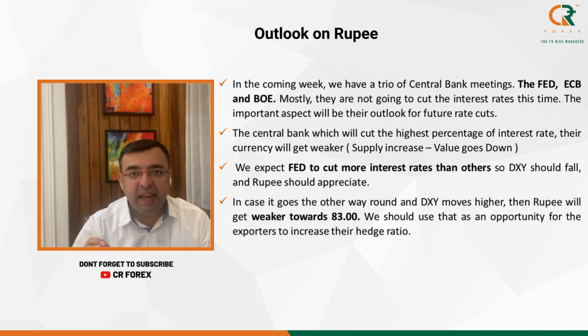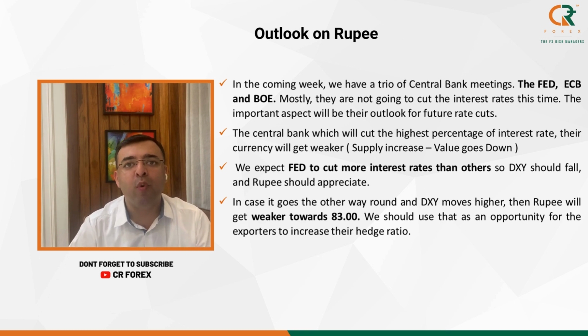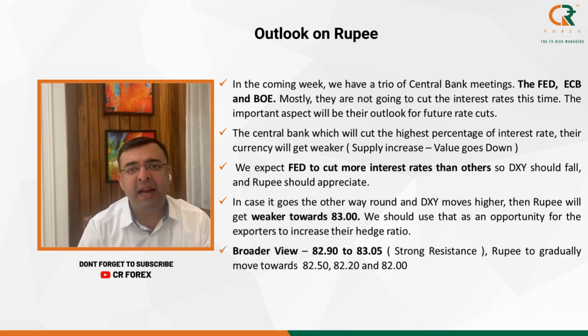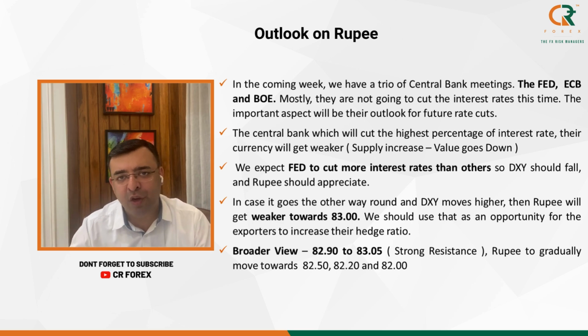In case it goes the other way around and the dollar index shoots up and the rupee moves towards the 83 kind of level, that level should be used by exporters to increase their hedge ratio and importers should not panic. Now let us conclude the view. 82.90 and 83.05 is going to act as a very, very strong resistance for the pair, and gradually the pair is going to move towards 82.5, 82.20 and 82.